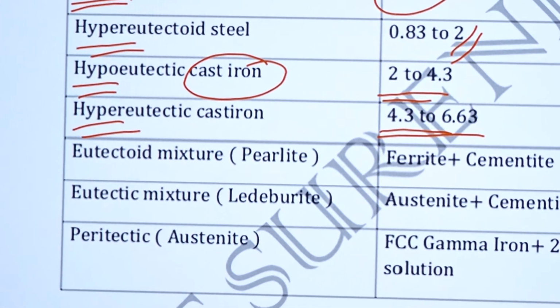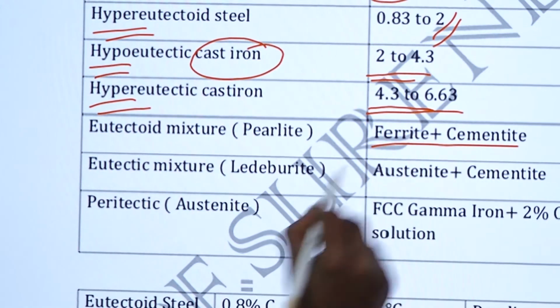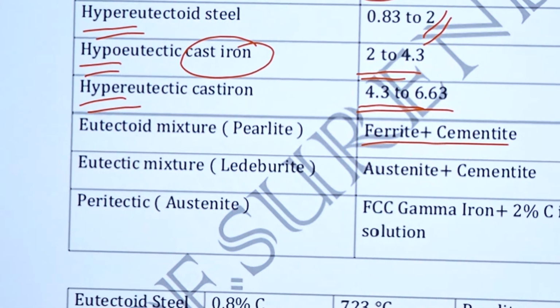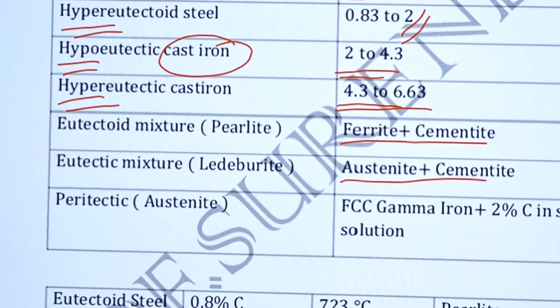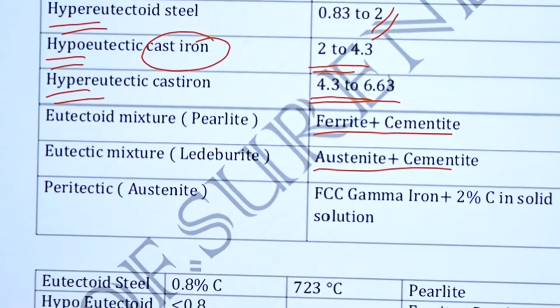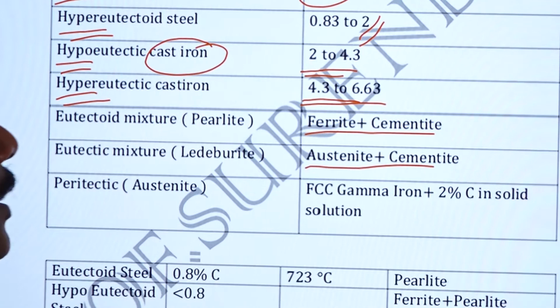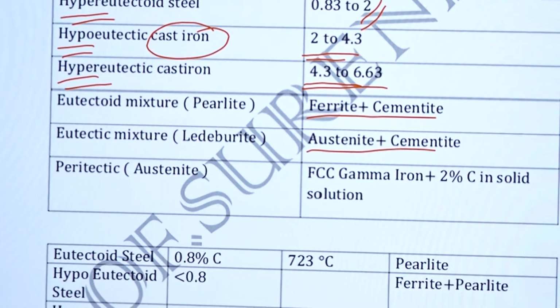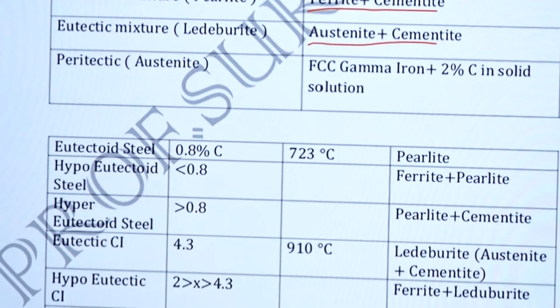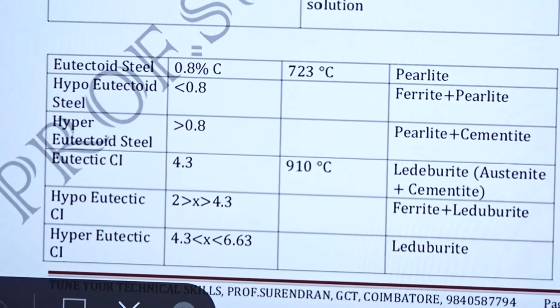Eutectoid mixture is a mixture of ferrite and cementite. Eutectic mixture is a mixture of austenite and cementite. So austenite is the FCC gamma iron plus 2% of carbon in solid solution. That is austenite. Okay.